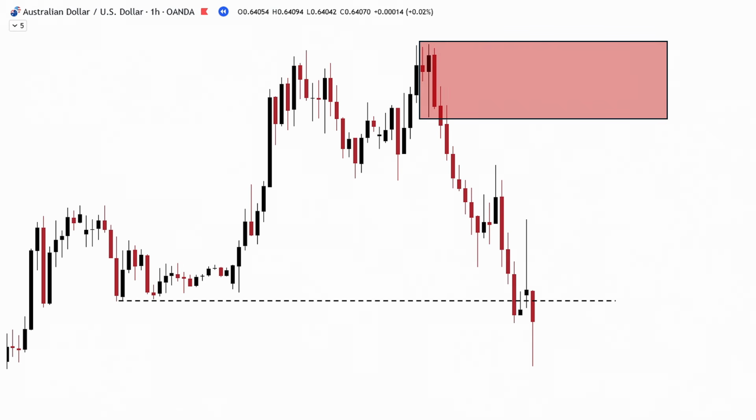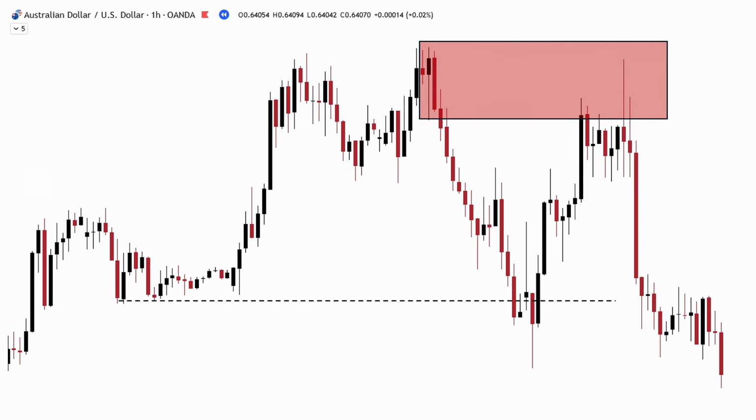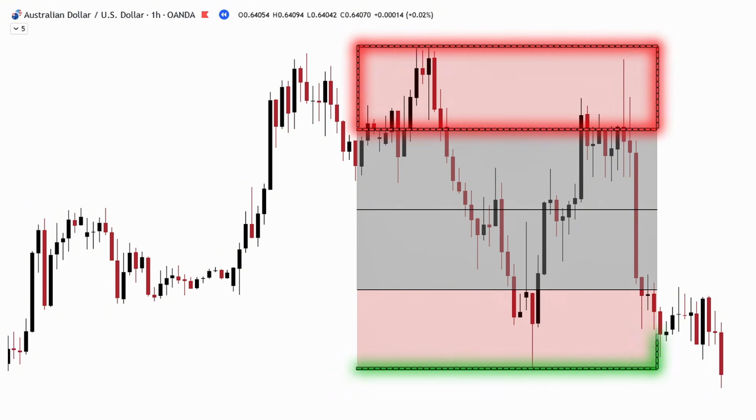Price broke structure and retraced back inside the range to head for that extreme supply zone. And regardless of the time frame, price often respects these supply and demand extreme zones. So your question might be, what makes this supply an extreme supply zone? What makes it extreme is the fact that it's located at the top quarter of the range. So the top quarter would be your supply and the bottom quarter will be your demand.